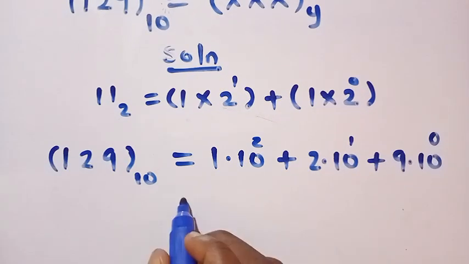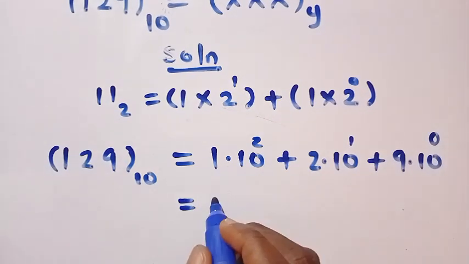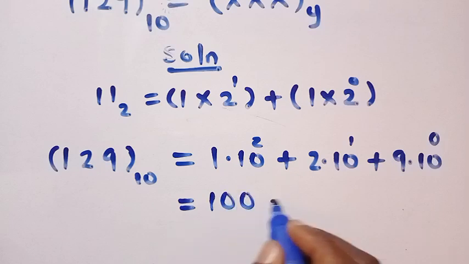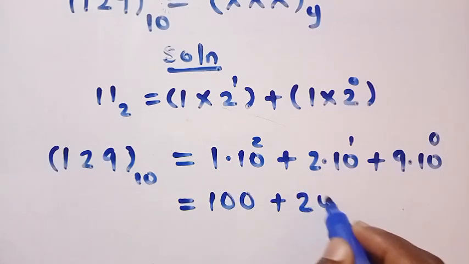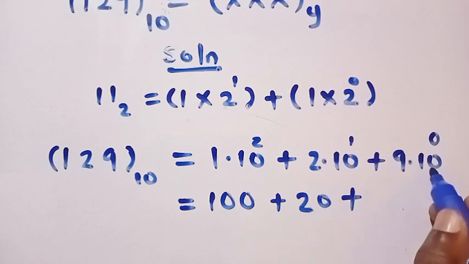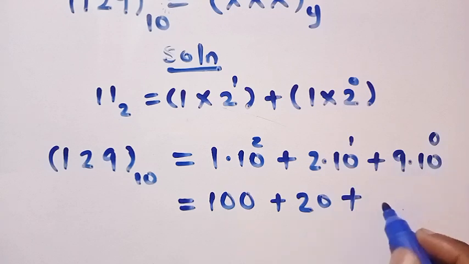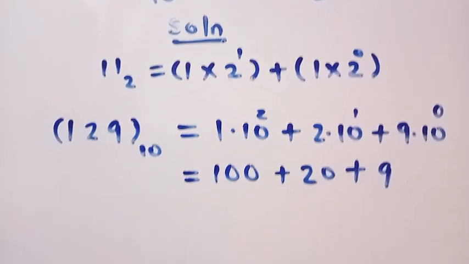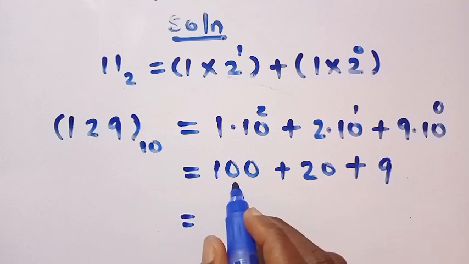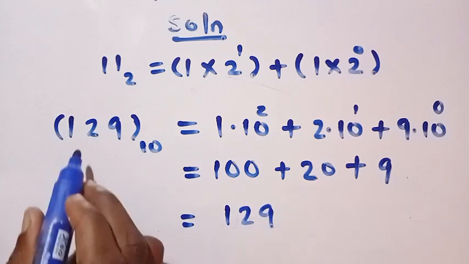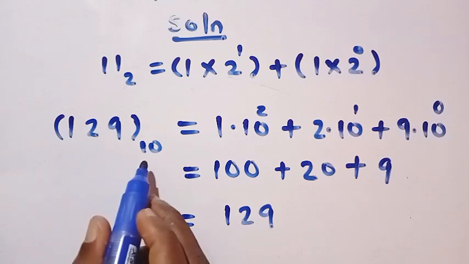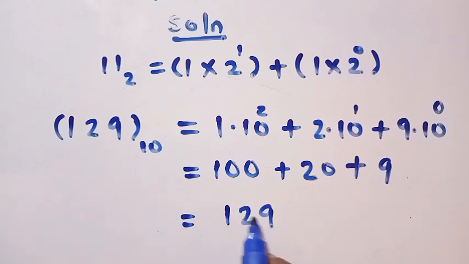Then after having this, we have 1 times 10 raised to power 2, that is 100, plus 10 raised to power 1, that is 10, multiplied by 2. We have it as 20, plus 10 raised to power 0 equals 1, then 9 times 1, that is 9. This implies that if we add this together, we are getting 129. That is 129 base 10.